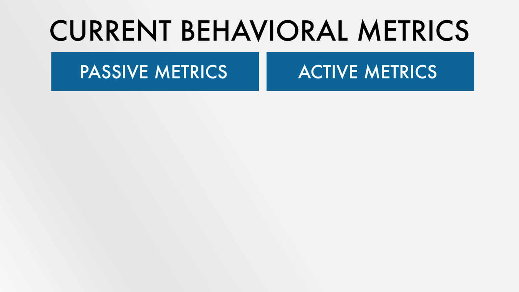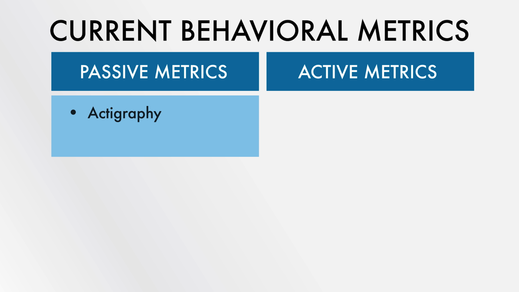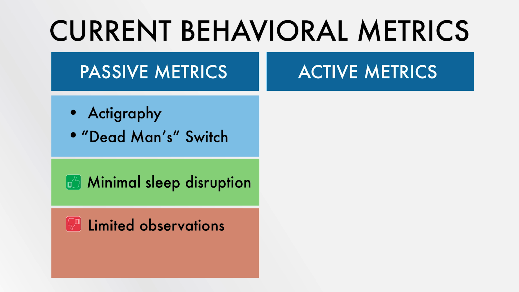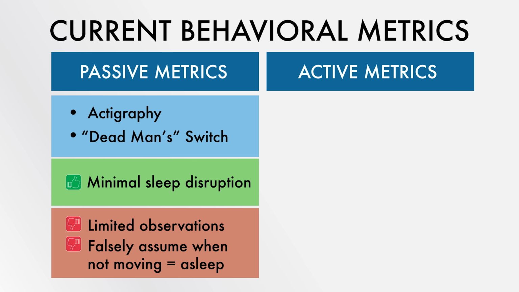From a behavioral standpoint, there are two types of tasks that scientists have used in the past: active metrics and passive metrics. Passive metrics are recordings such as actigraphy or a dead man switch, which are good because they have minimal sleep disruption. However, these metrics rely on limited observations and also impose the false assumption that when you are not moving, you are asleep.